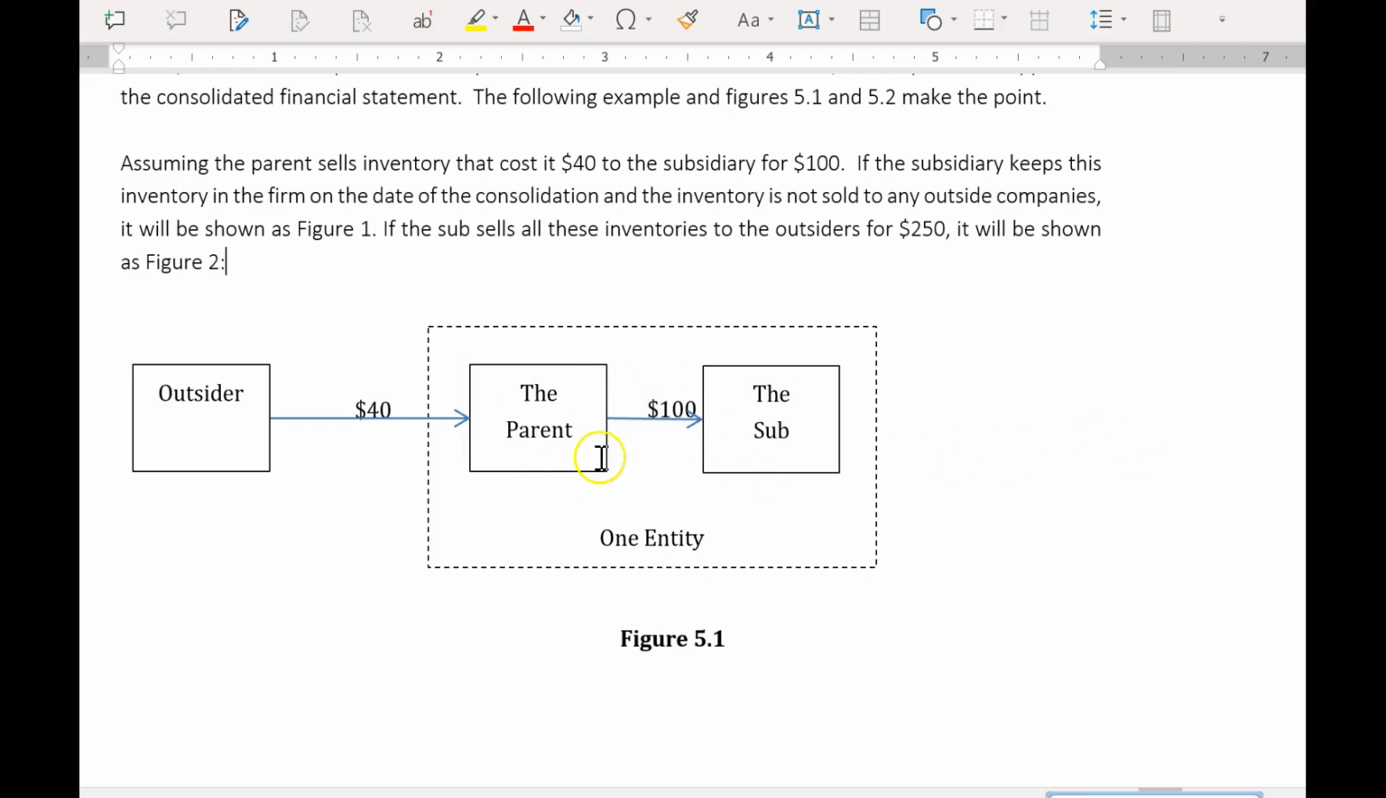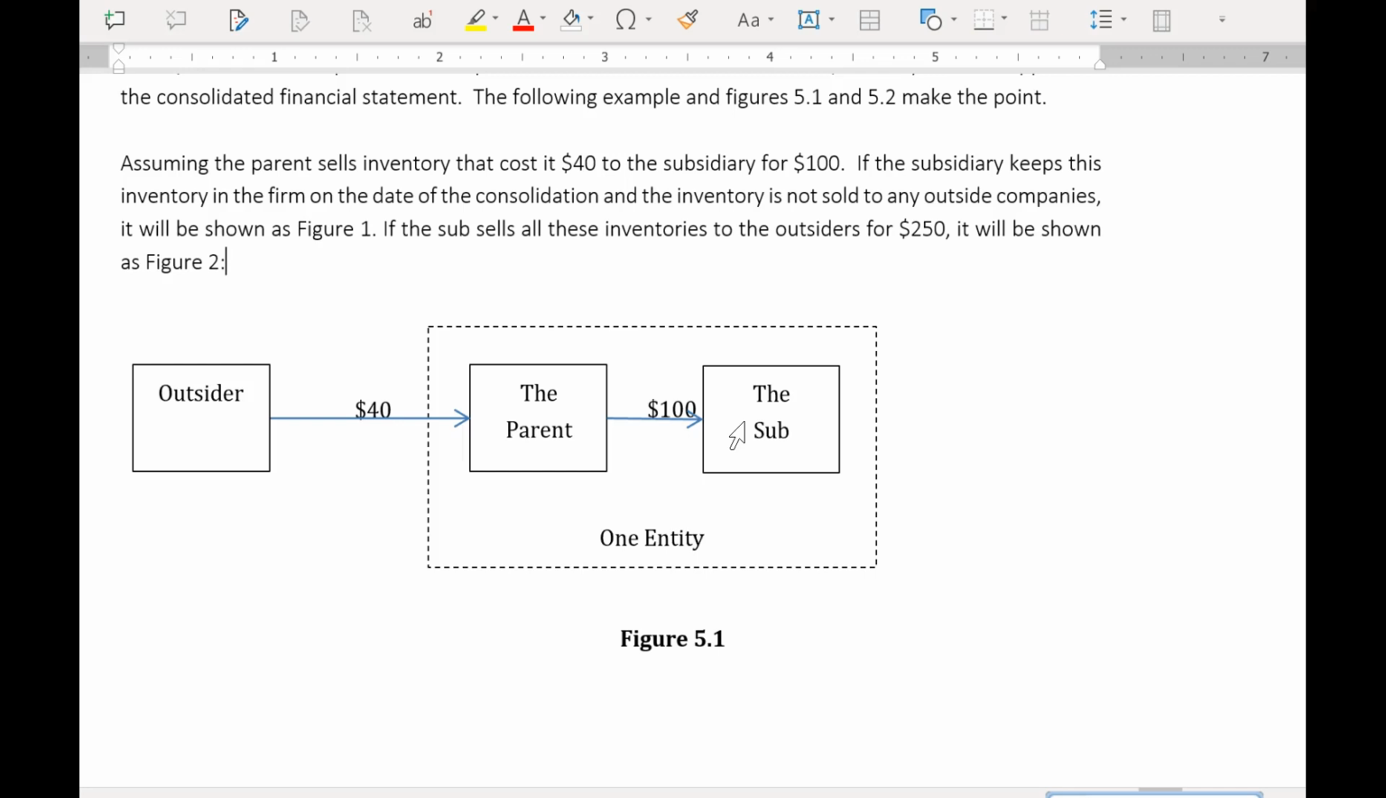In that case, we do not consider the $100 sales between the parent and the subsidiary as sales from the entity's perspective. Also, the $60 gross profit the parent recognizes does not exist either. So when we consolidate, we try to eliminate the effect of this $100 minus $40, which is a $60 impact on the parent's financial statement, because it is a related party transaction. You could understand it in that way.